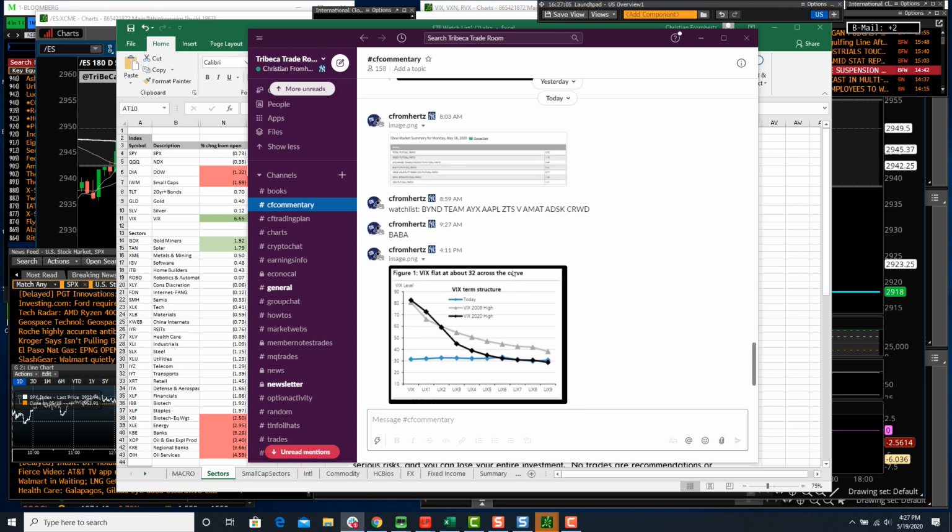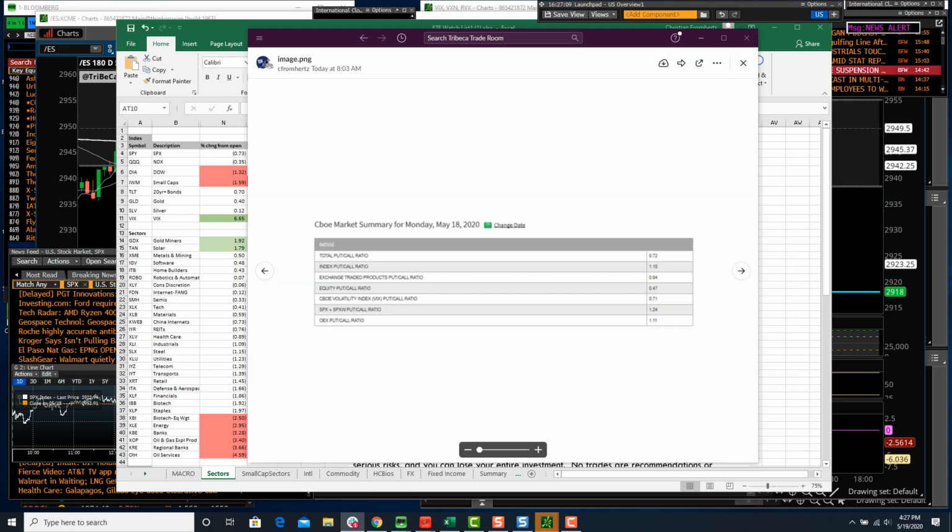Now another gauge of sentiment is the put call ratio. Look at where this thing got to yesterday. The equity put call ratio was a 0.47, meaning there were not a lot of puts being bought. Traders are getting complacent. Look at this article that came out today too.